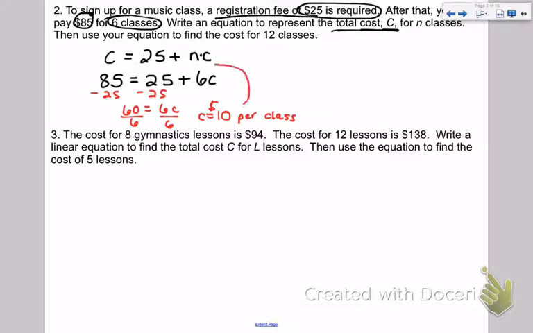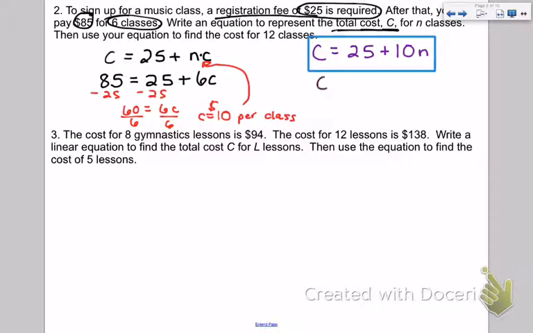So now we're going to take that and plug it back into the equation up here, and we're going to write a better equation that gives us more info. So the total cost is going to be $25 plus 10 times the number of classes. So that's the first part of our question. The second part, it tells us to find the cost for 12 classes. Because n represents the number of classes, we're going to plug in 12 for n. 25 plus 10 times 12, which is 120. So our cost is going to be 145. So again, make sure you read the question because that question had 2 different answers.